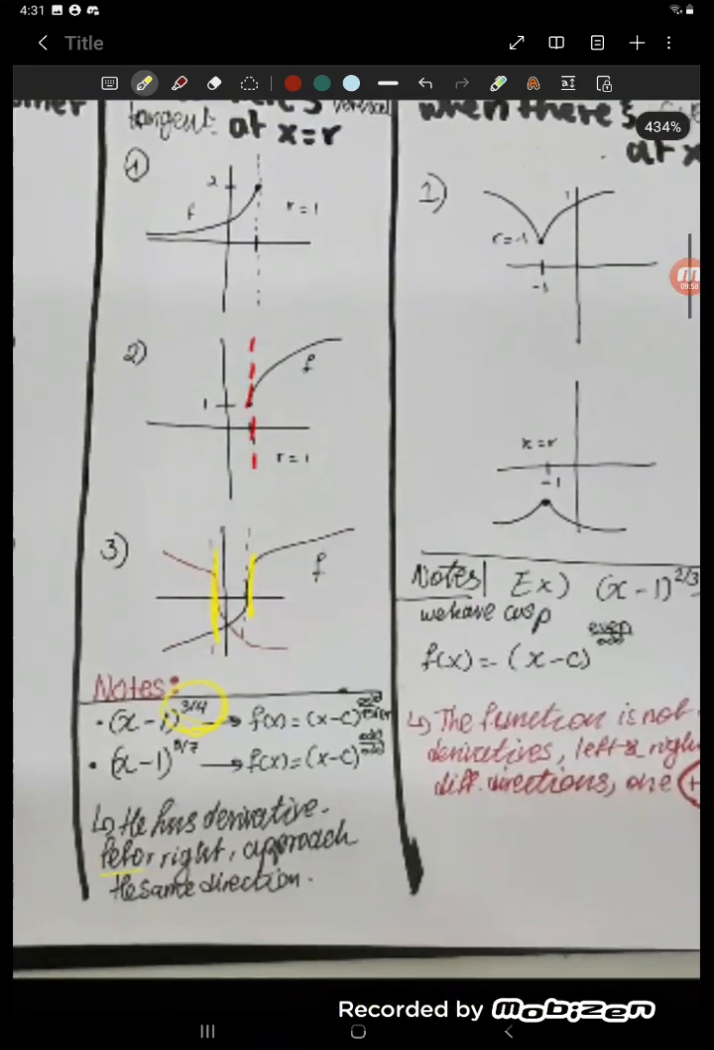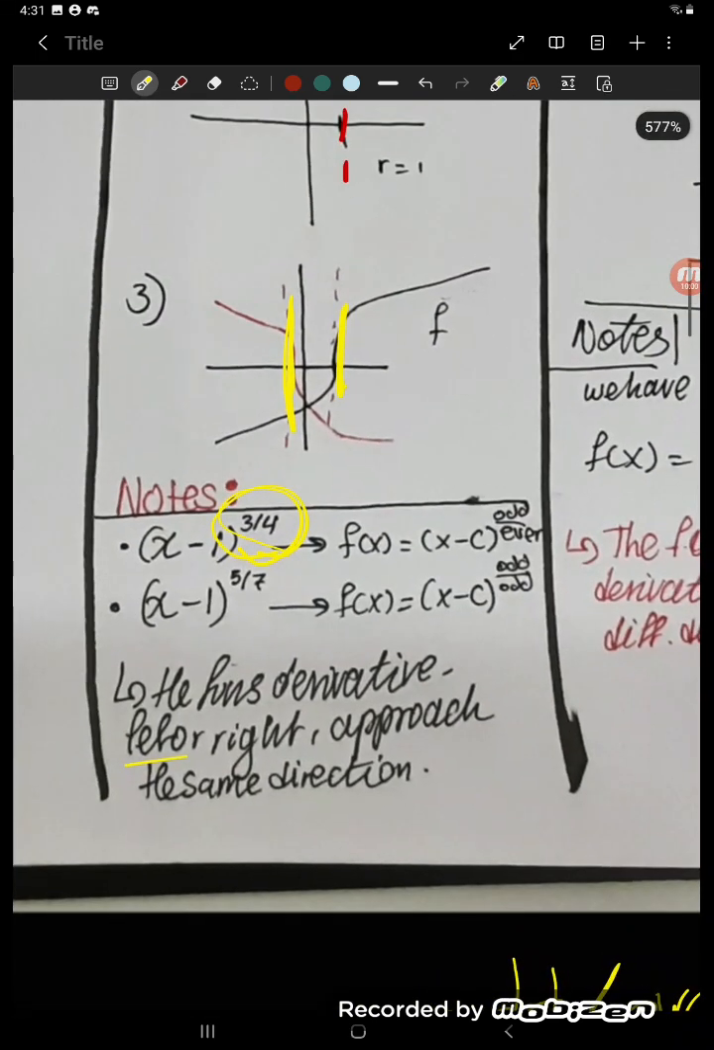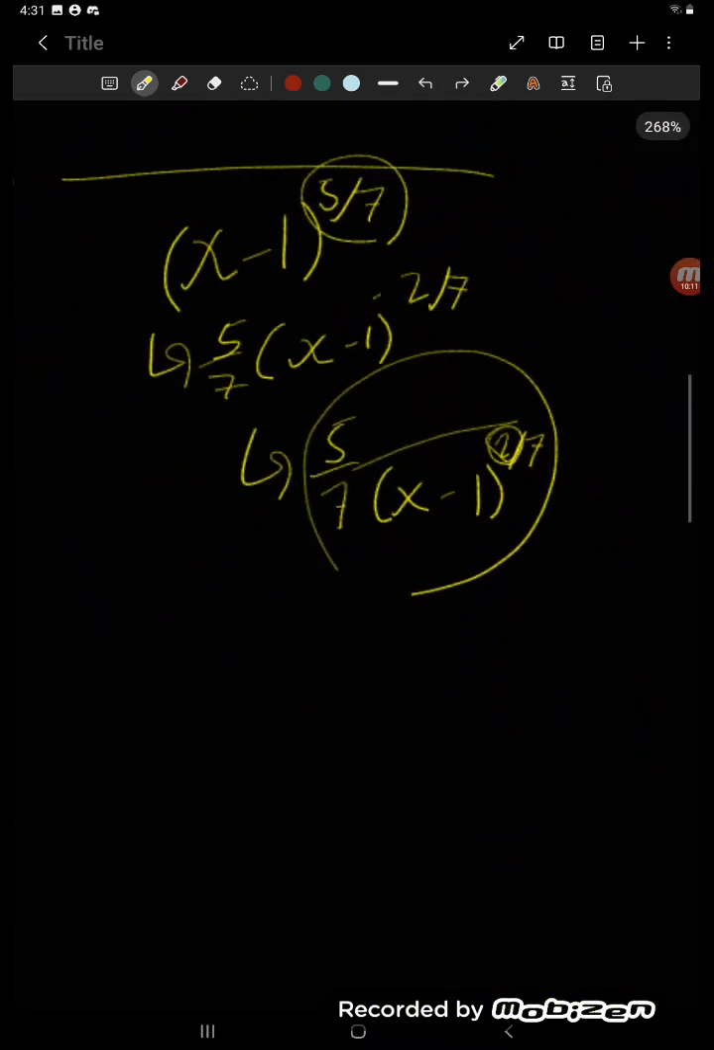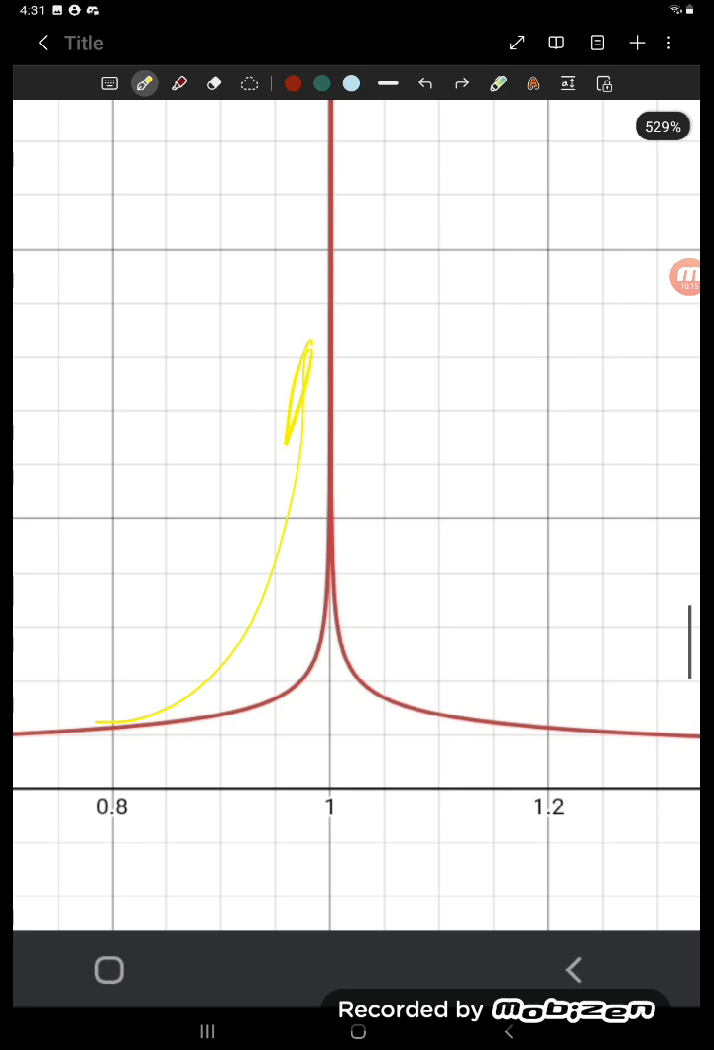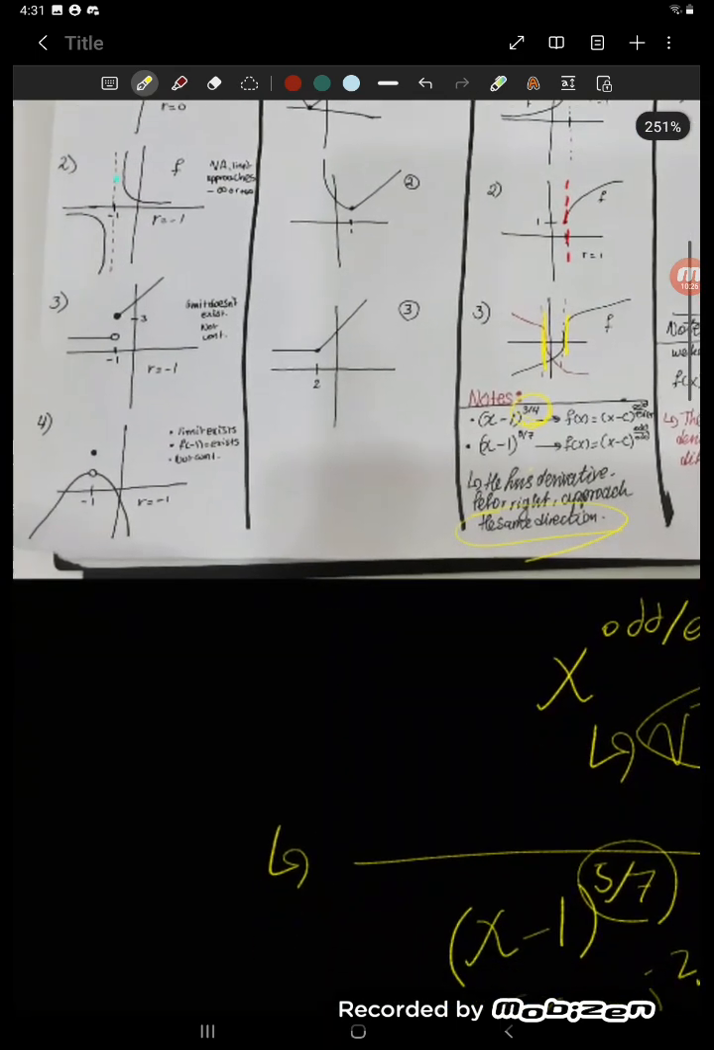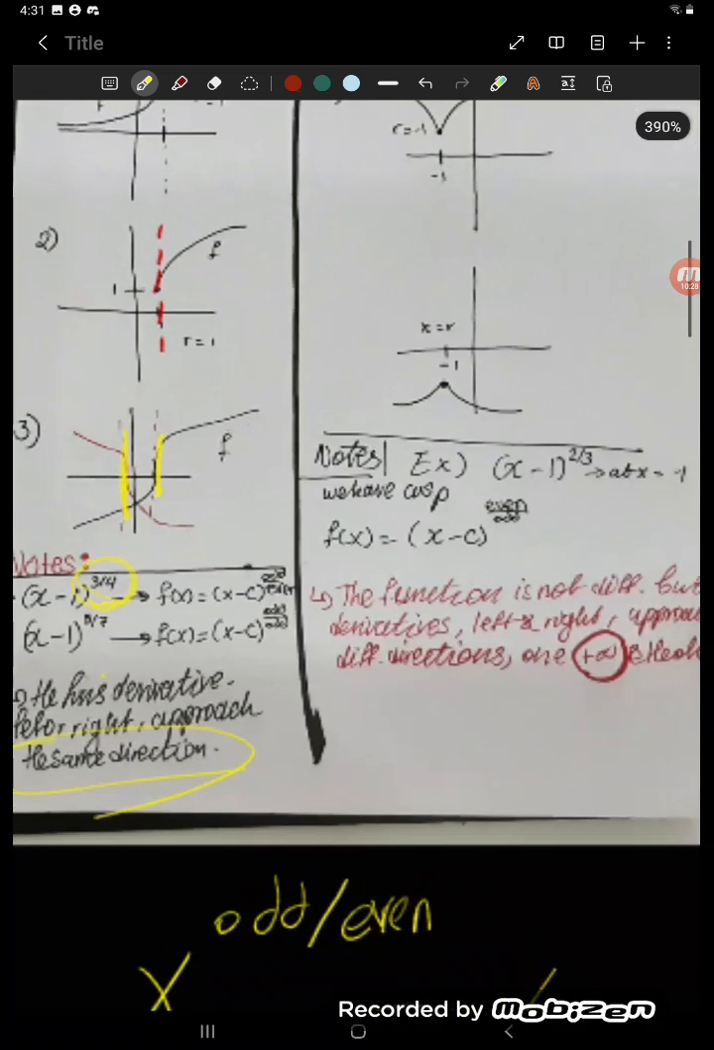Look, I wrote something. I said the function's derivative, left or right, approaches the same direction. I'll give you an example. Our same example, but I'll give you guys the graph. Look at that. Now they approach the same direction, which is to positive infinity. This is the example that I worked with. You can go grab another example, but it's all going to be the same. Don't you worry. So what I'm trying to say is that this is very important.